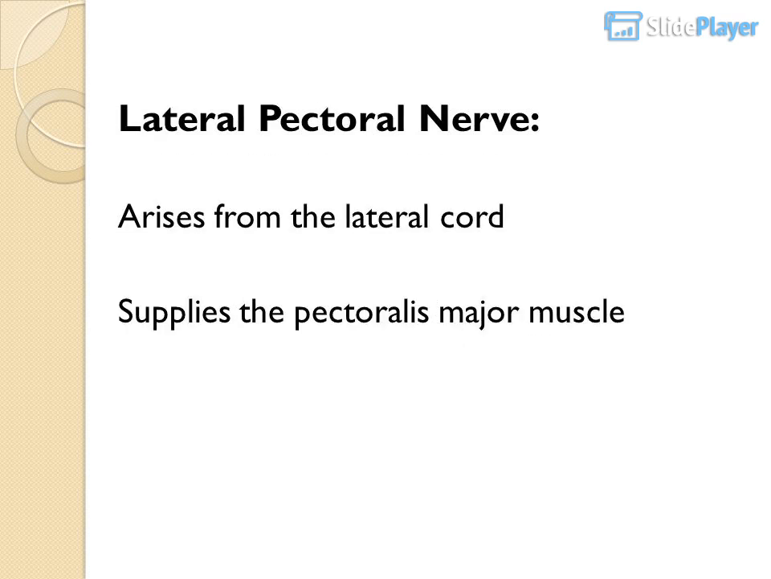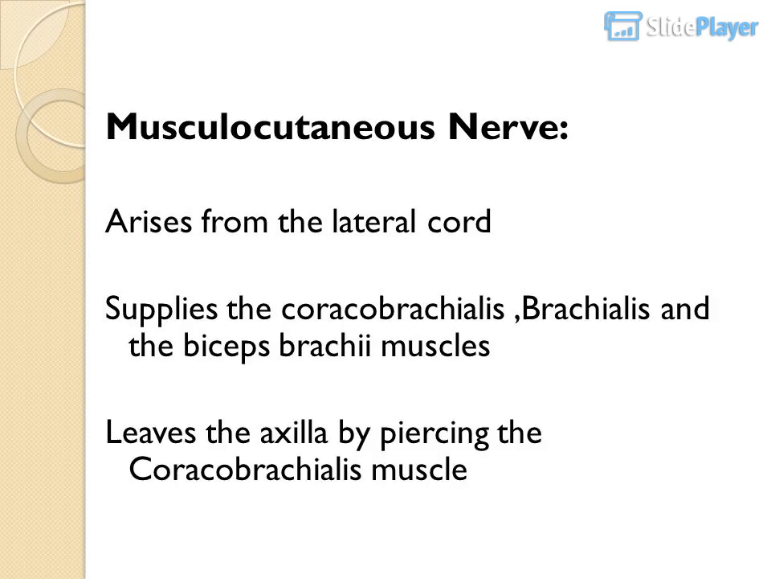Lateral pectoral nerve. Arises from the lateral cord. Supplies the pectoralis major muscle. Musculocutaneous nerve. Arises from the lateral cord. Supplies the coracobrachialis, brachialis and the biceps brachii muscles. Leaves the axilla by piercing the coracobrachialis muscle.